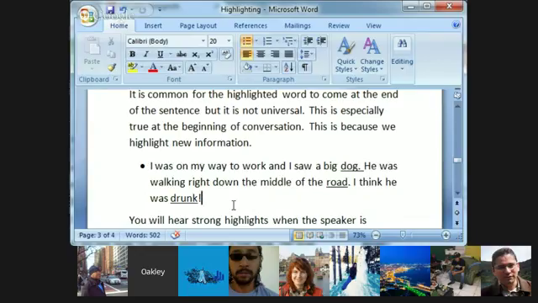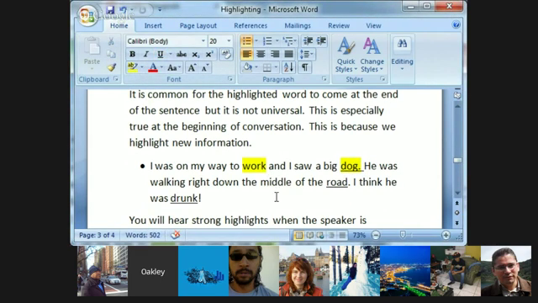Okay. I don't know if you guys noticed, but there were some other highlights there. I was on my way to work. He basically also highlighted this. Now, I didn't do this. I underlined the new information. He highlighted the new information as well. Why did he do that?